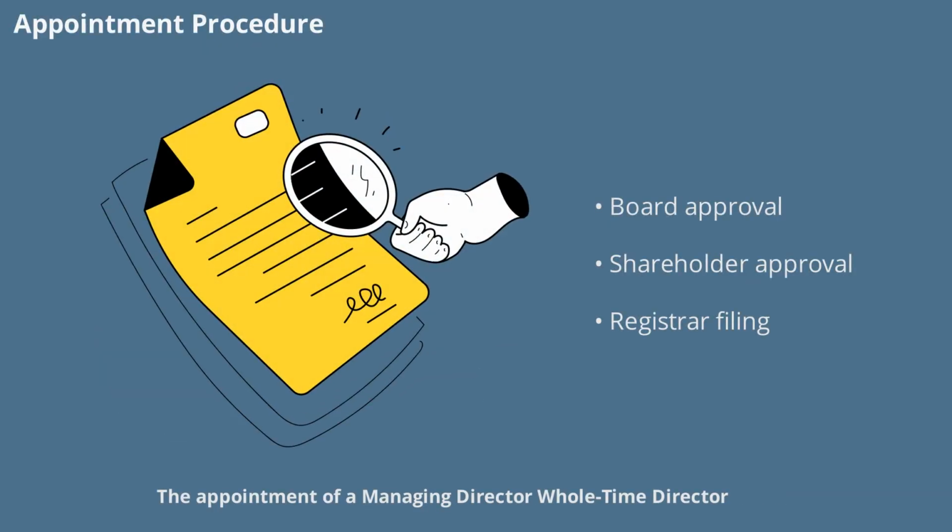Appointment of a managing director, whole-time director, or manager must be approved by the Board of Directors at a meeting and then by shareholders at the next general meeting. If the appointment doesn't meet Schedule V conditions, central government approval is required. The notice for the meeting must disclose terms, remuneration, and any director's interest. A return must be filed with the registrar within days of appointment.